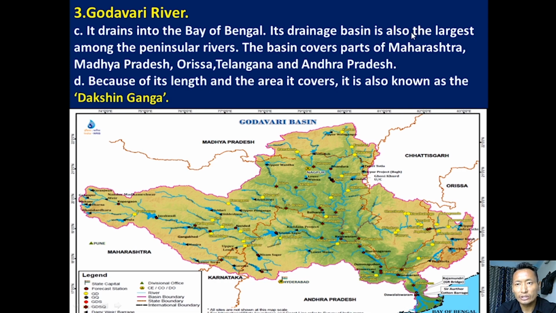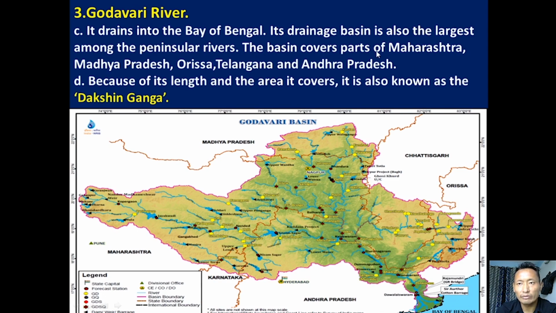Its drainage basin is also the largest among the peninsula. Drainage basin means all these areas' waters finally join the river Godavari. Because of that, all these areas' water, or the watershed, belongs to Godavari River. So it is the largest and the longest river, plus its drainage basin is also the largest drainage basin among the peninsular river systems.